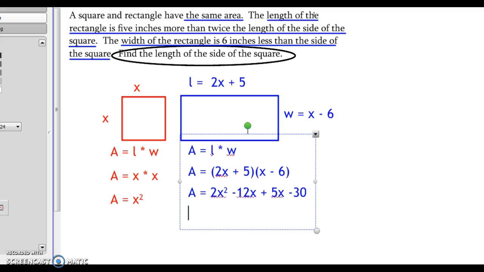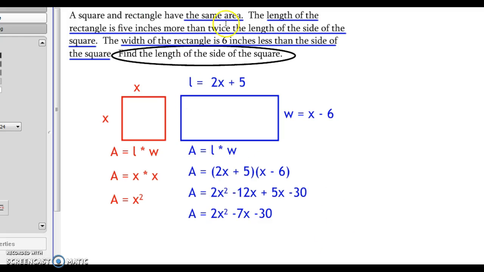So we can simplify that. Instead of writing this whole mess out, we can say that the area is equal to, combining like terms, negative 12x plus 5x is negative 7x. Okay, so we found our two areas. It does tell us that the square and the rectangle have the same area.